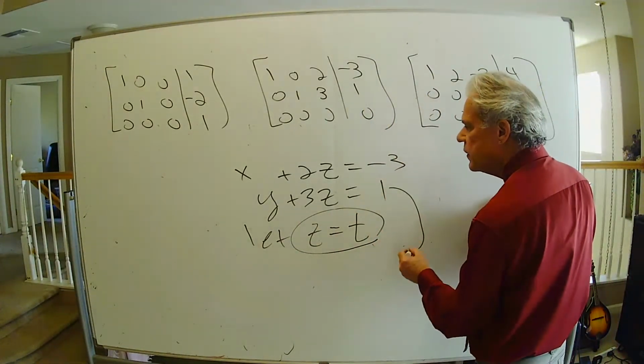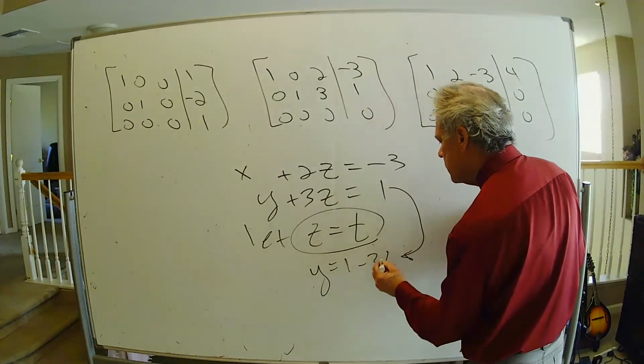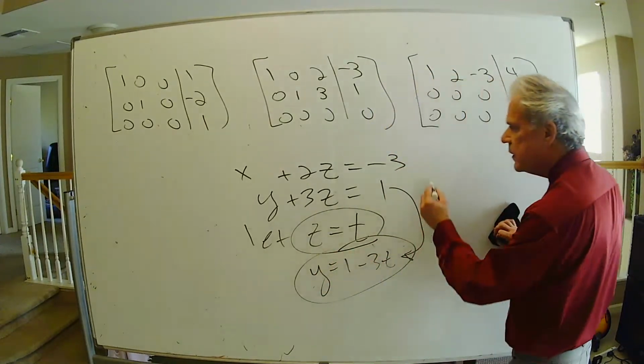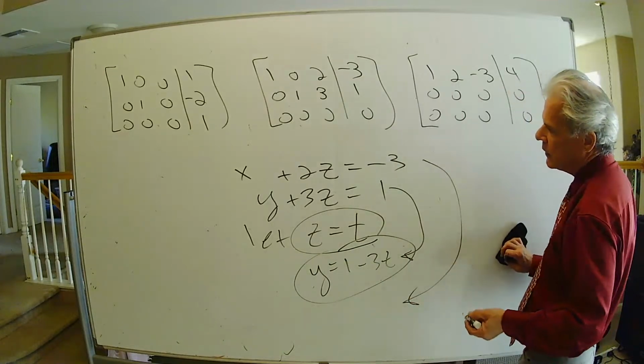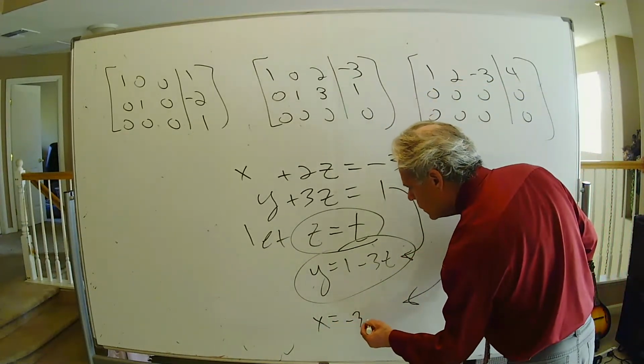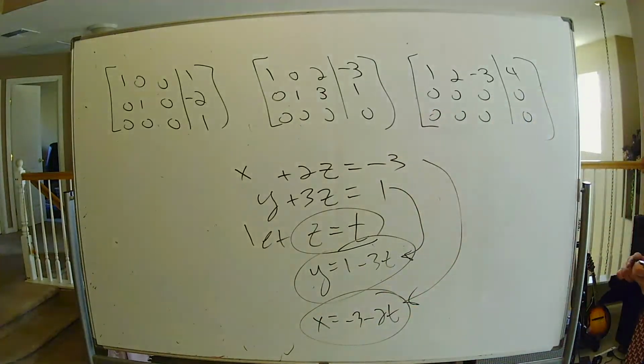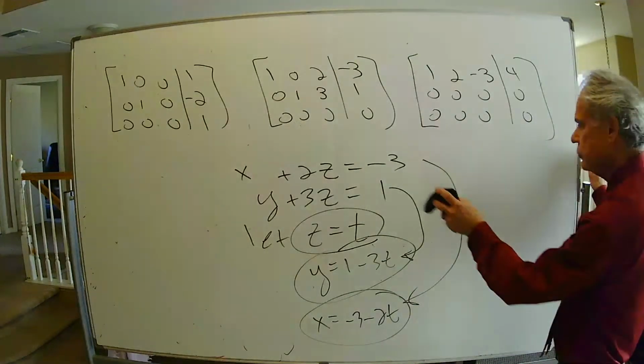The second equation says that y is equal to 1 minus 3t. Now take a peek at what the first equation says. It says that x is equal to -3 minus 2t. But my solution should be an ordered triple. So here's how I'm going to write my solution.